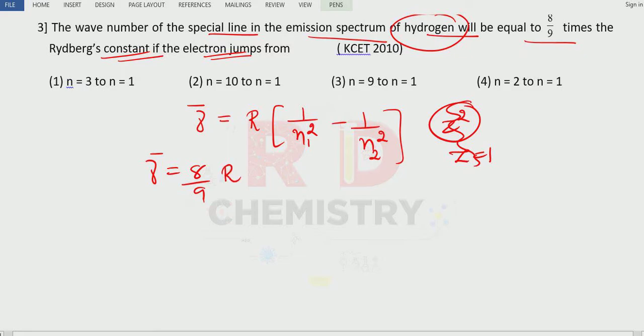Right? Now see here, in all the options, n1 is equal to 1.